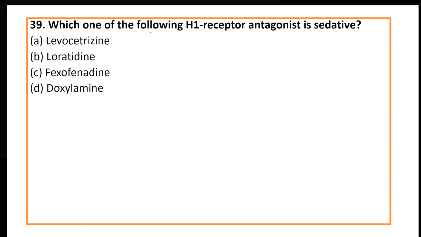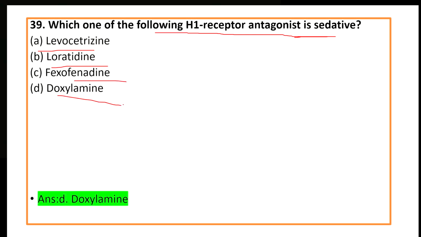Which one of the following H1 receptor antagonists is sedative? The options are levocetirizine, loratadine, fexofenadine and doxylamine. So the correct option is doxylamine. Option D is the correct answer, the H1 receptor antagonist which acts as a sedative.